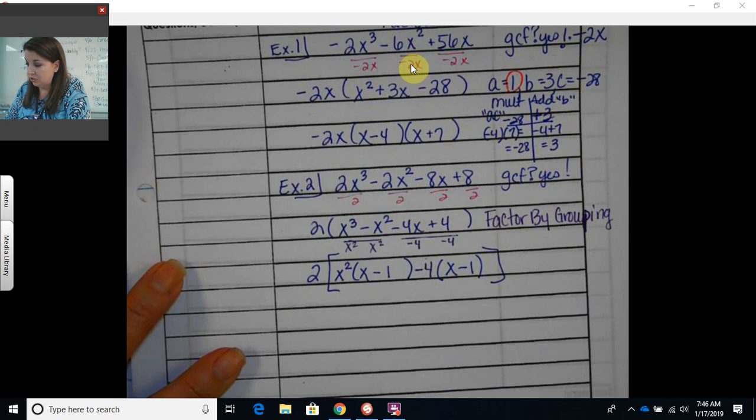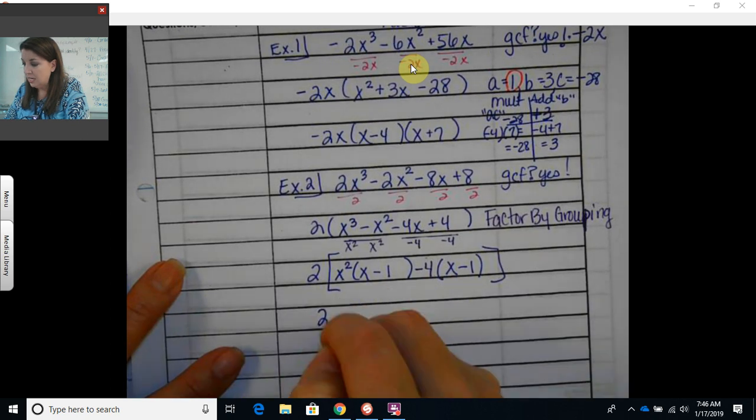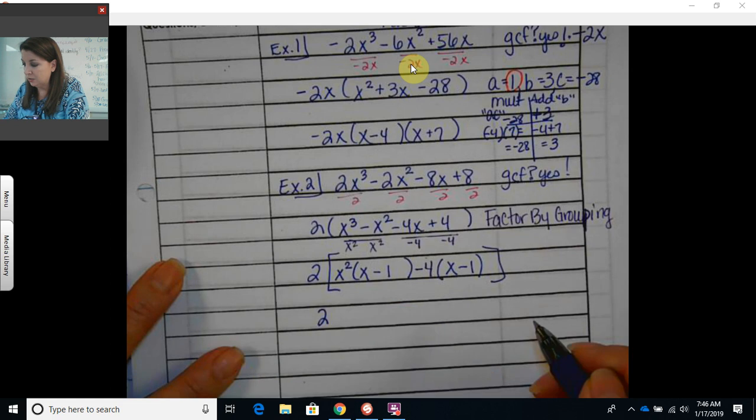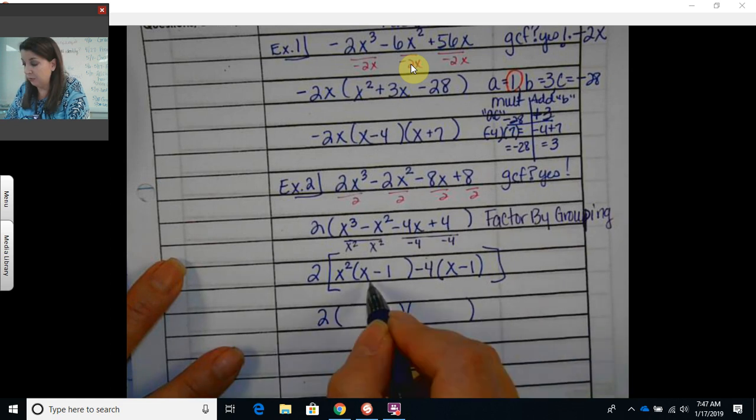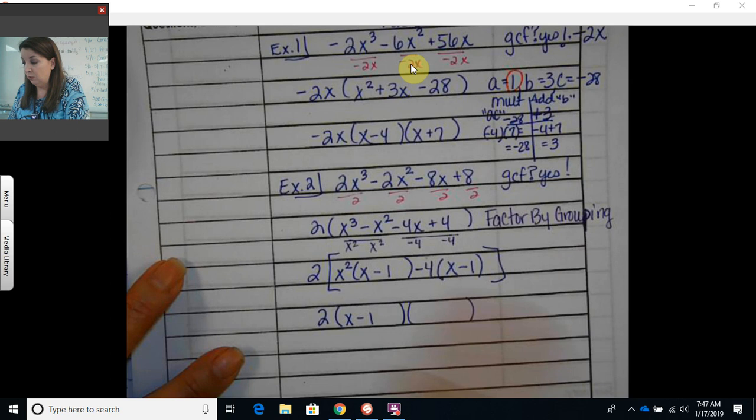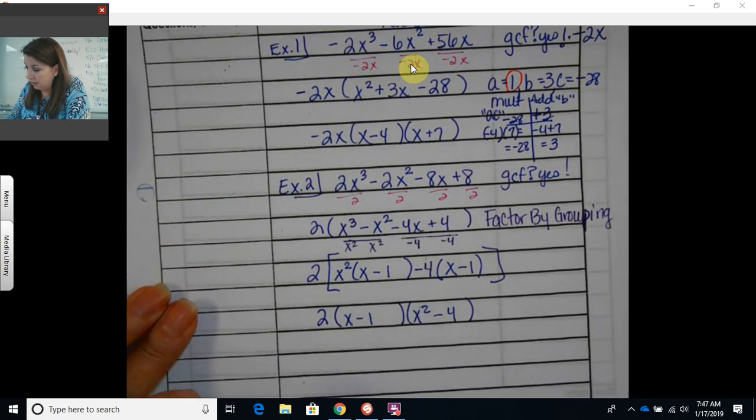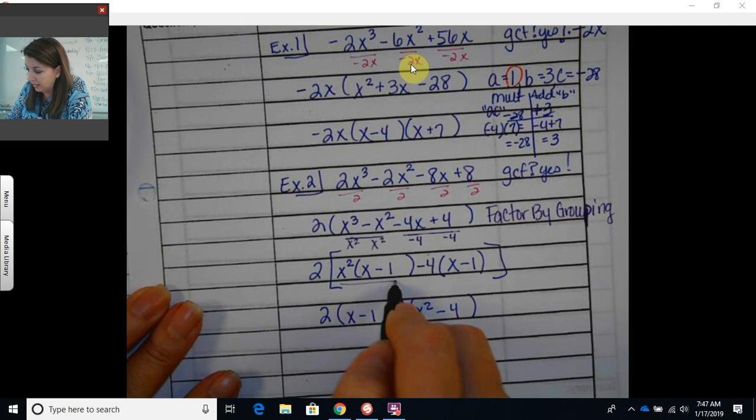So don't forget, we still have this 2 outside here. And at this point, I can just make 2 sets of parentheses. So I'm going to factor the x minus 1 out from both sets. So think about it. What's x squared times x minus 1 divided by x minus 1? Just x squared, right? Because you factored out the x minus 1. This term, what's negative 4 times x minus 1 quantity divided by x minus 1? Just negative 4, that's all that's left. Now, the way I think about it, so technically we divided both of those terms by x minus 1 because that was the GCF.